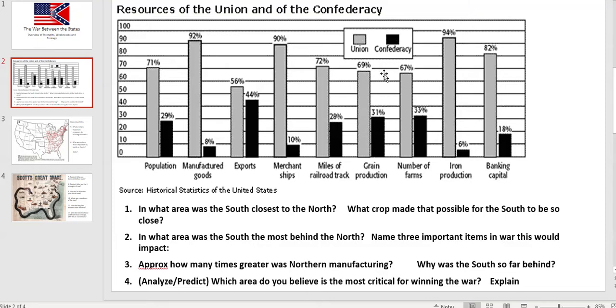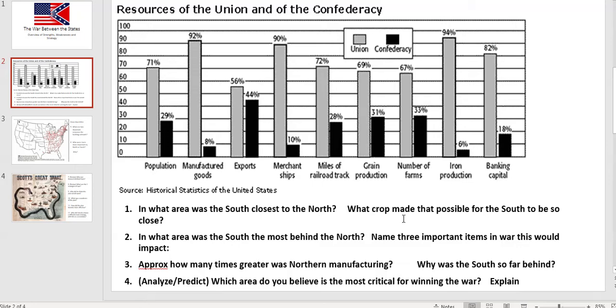It's the dark color, and the Union is the North. Those are interchangeable. The Yankees, the Union, and the North are all the same. The Rebels, the Confederacy, and the South all have the same meaning. In what category, in what area was the South closest to the North? That's going to be here, exports.